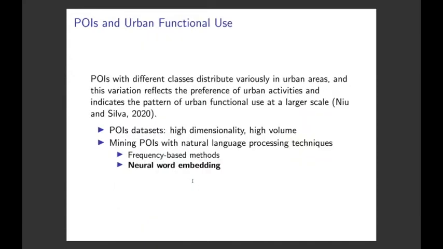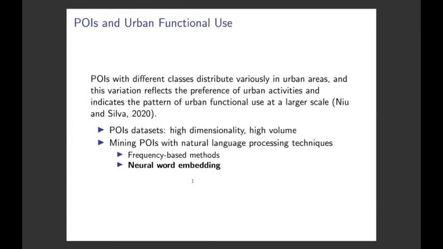So why is it possible to delineate urban functional use with point of interest data? Because POI data of different classes are distributed variously in our urban areas, and this spatial variation reflects, to some extent, the preference of urban activities, which can indicate the patterns of urban functional use at a larger scale. This is why we can use POI data to delineate urban functional use.